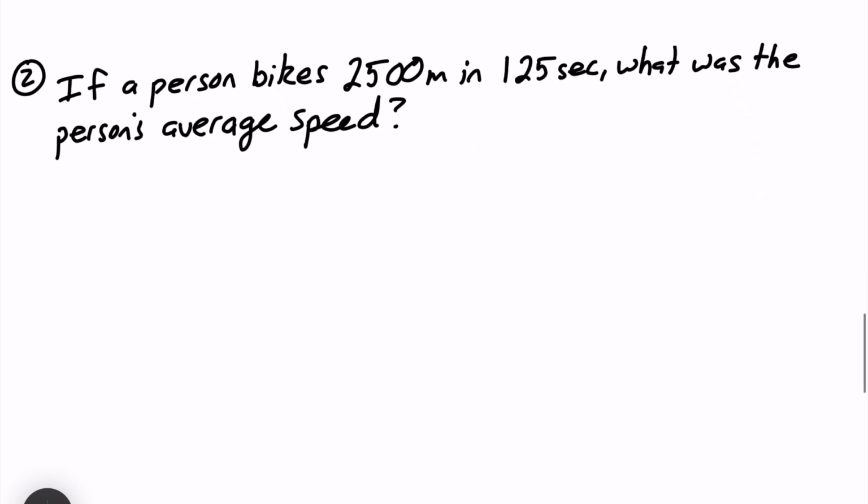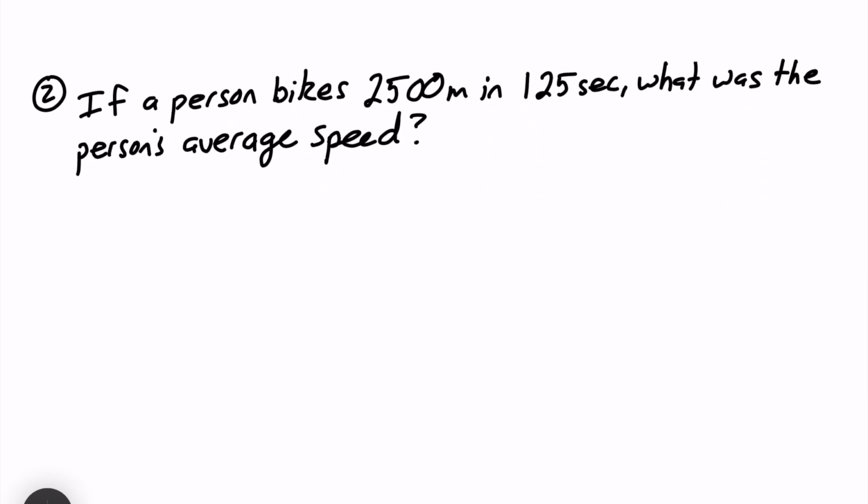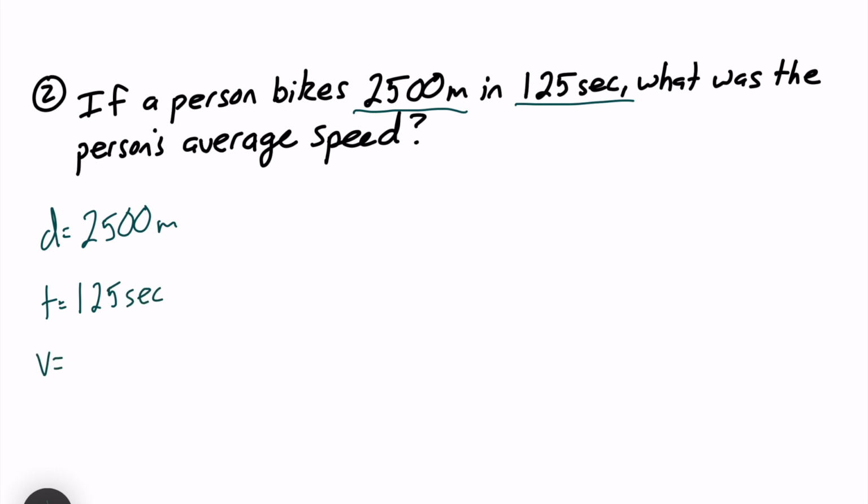Number two, it says if a person bikes 2,500 meters in 125 seconds, what was the person's average speed? Again, let's take a look at what we have here. It looks like we have a distance. This time it's in meters. We also have a time, but it's in seconds. Let's write down exactly what we know. Our distance is 2,500 meters. Our time is 125 seconds. And again, we're looking for speed.